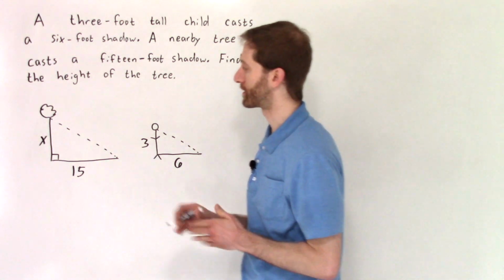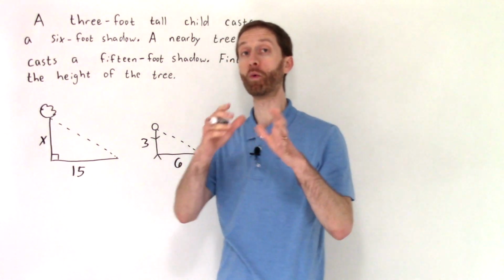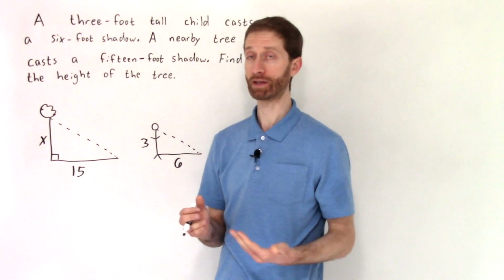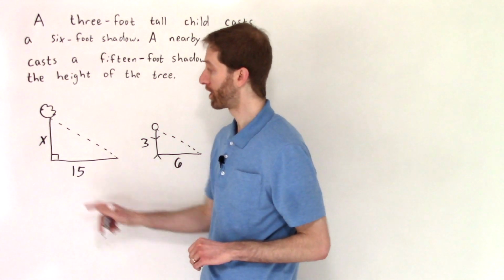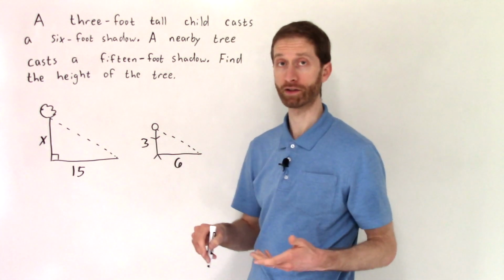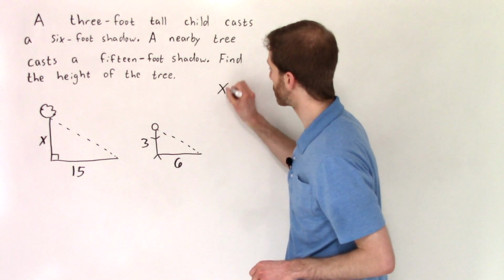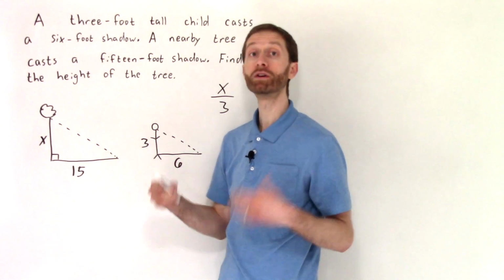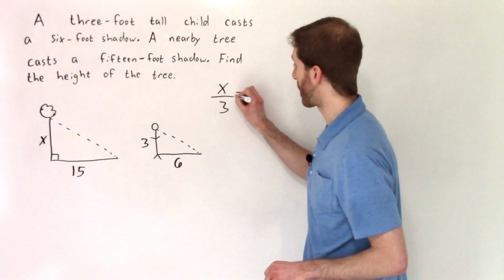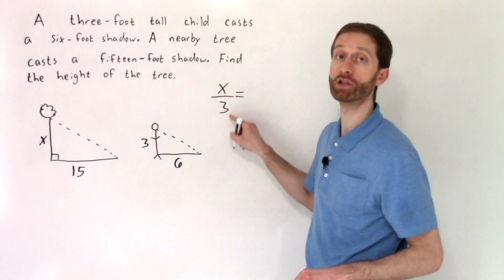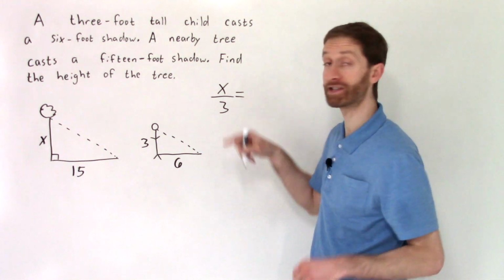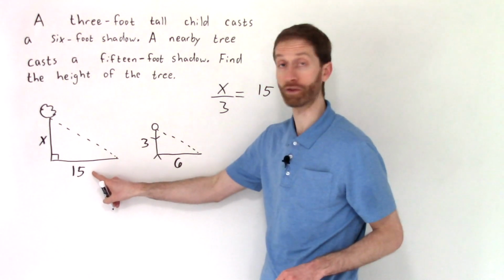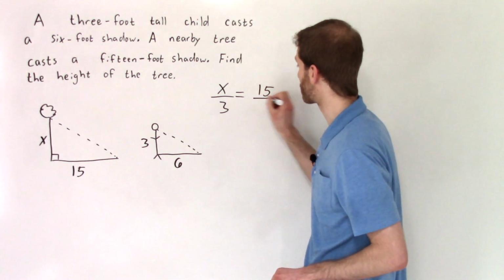So what we do is, like in the previously reviewed word problems in other videos, we want to make sure that we match up the corresponding pieces. So the corresponding parts here are the height of the tree and the height of the child. So that would be comparing X to 3. Then we want to compare the length of the shadow. We're going to start with the length of the shadow of the tree, and that's because we went tree to child, so we're going to stay with that and be consistent. So we'll go tree to child. So 15 is the shadow of the tree, and then the shadow of the child is 6.